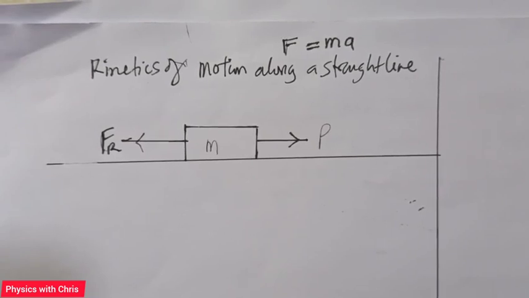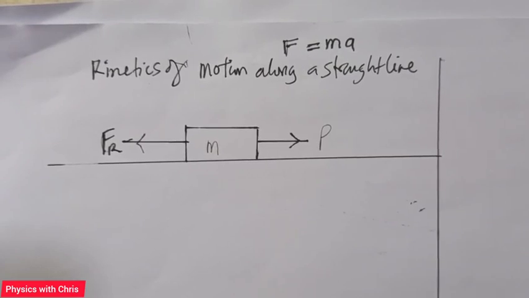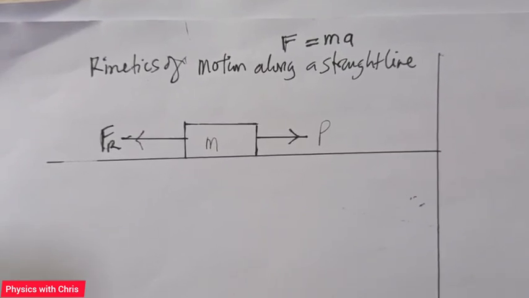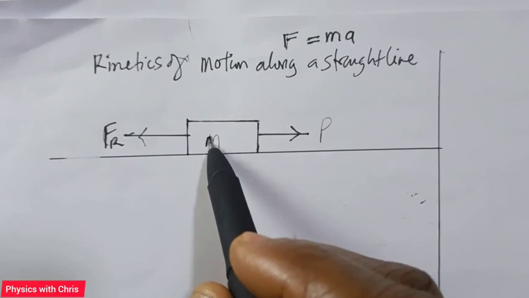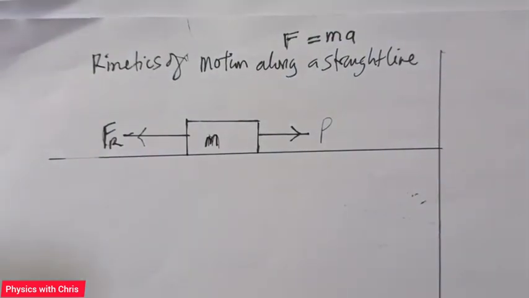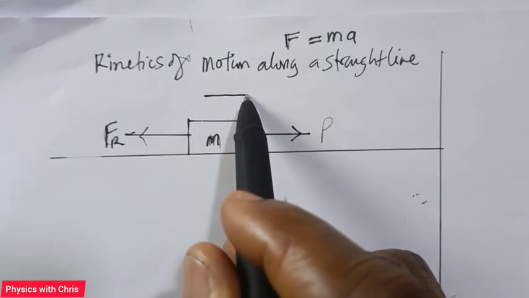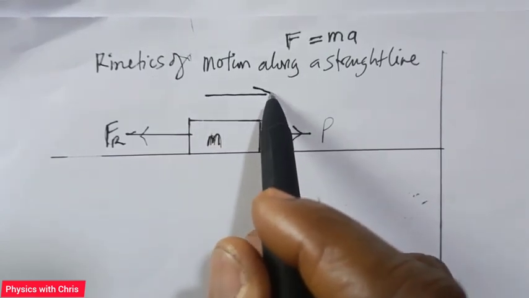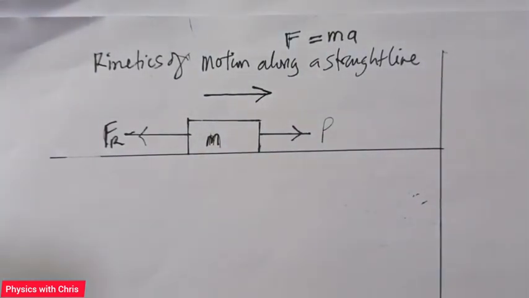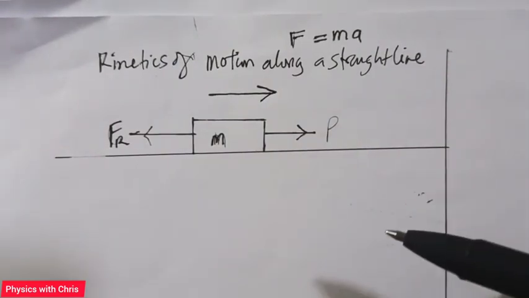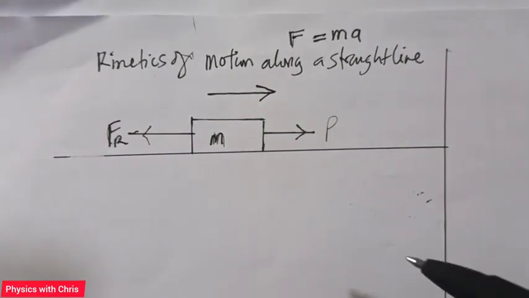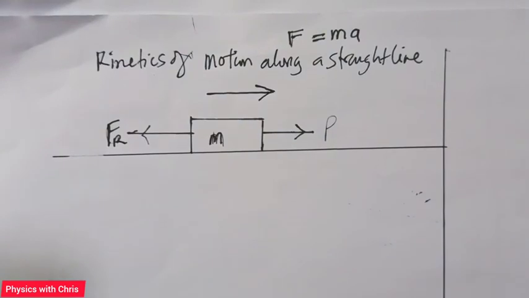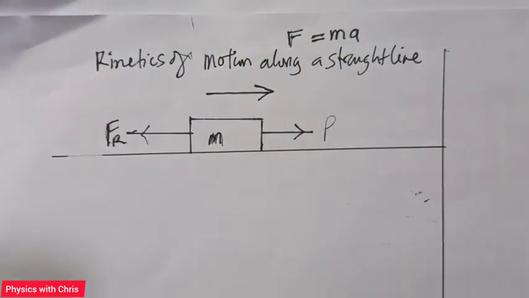I'm going to start with the kinetics of motion along a straight line, or the dynamics of motion along a straight line. Now you have a mass m acted upon by two forces. P is the force that is accelerating or pulling the body in this direction. If it's the case of a car, we can call that the driving force, the force produced by the engine of the car. And here we have the resistive force, the force that opposes motion, Fr.